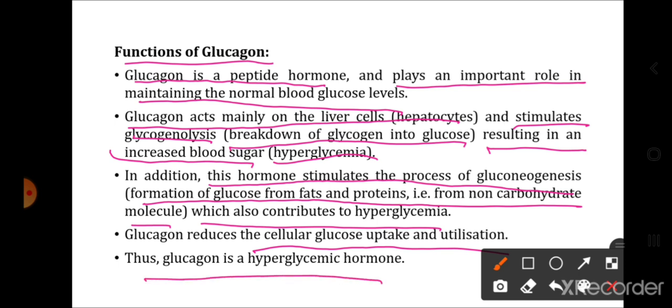ये सब कंडीशन से ग्लूकोज का लेवल क्या हो रहा है? इंक्रीज हो रहा है. And hence the glucagon is called as the hyperglycemic hormone. So very important, it may be asked, glucagon is a hyperglycemic hormone.